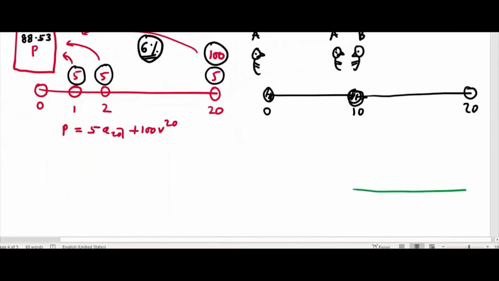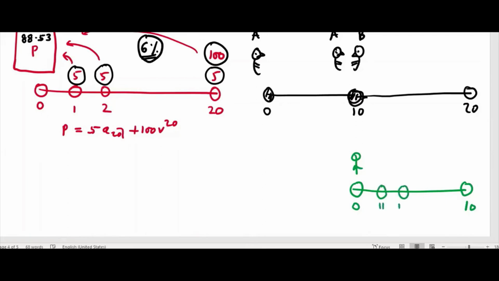Consider this one: 0 for him, 10 years. B will purchase after the coupon payment, so B will get 10 coupons starting from 11, 12. Let me write 1, 2. So for B, time starts now. B will purchase at some price.